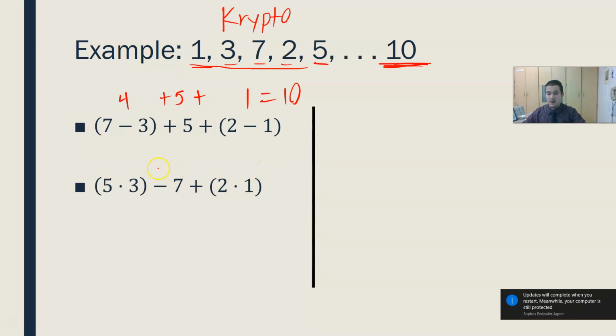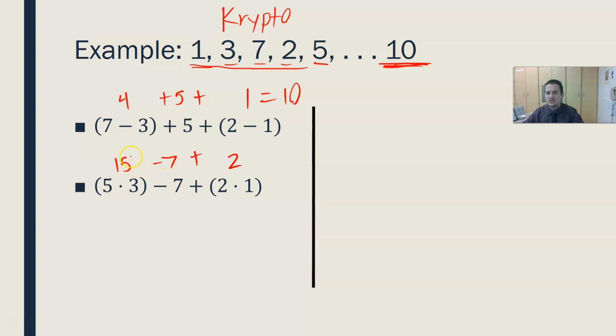Here's another one that I came up with. 5 times 3 is 15. Over here in these parentheses, 2 times 1 is 2. 15 minus 7 plus 2. 15 minus 7 is 8. Plus 2 is 10. Yes. Nailed it. Again, love it.